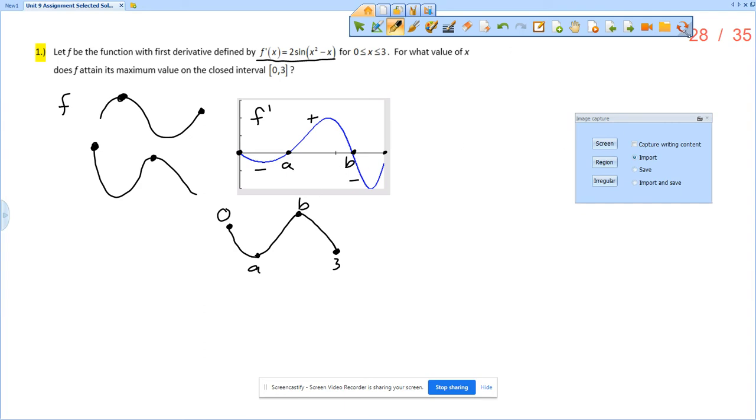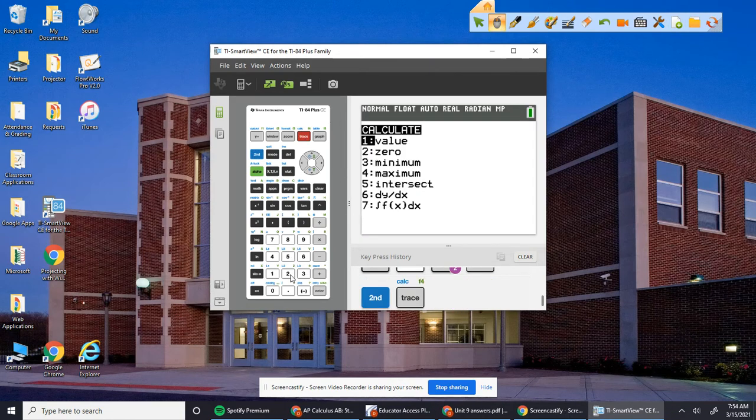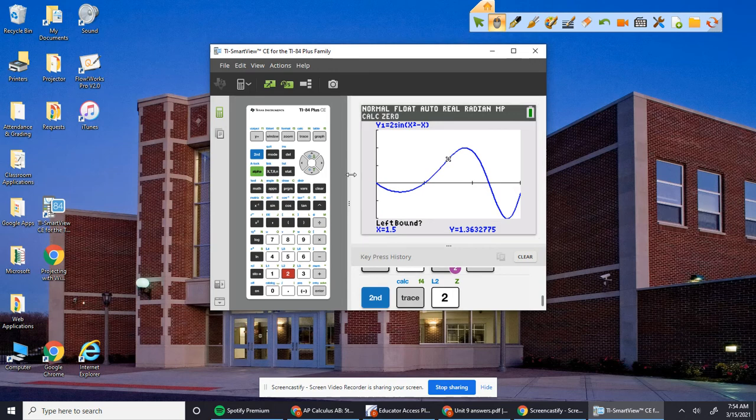Let's go back to our calculator, and we're going to do second trace, zero. For the left bound, I'm going to put my cursor to the left of that, how about at 0.5? I could type it in. And to the right of it, how about 1.5? And it ends up being 1, like we said.